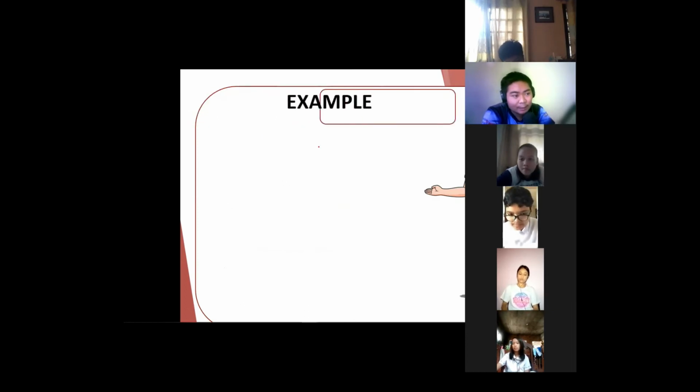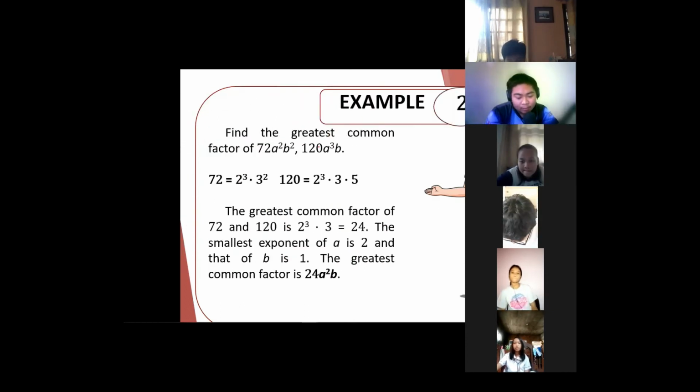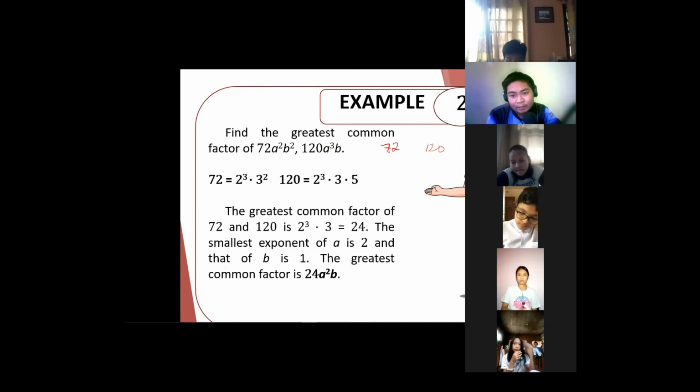Another example. Find the greatest common factor of 72a squared b squared and 120a cubed b. So let's list down that one. We have 72, we have 120. 72 can be divided by 2. So how many will be left? You can use your calculators.